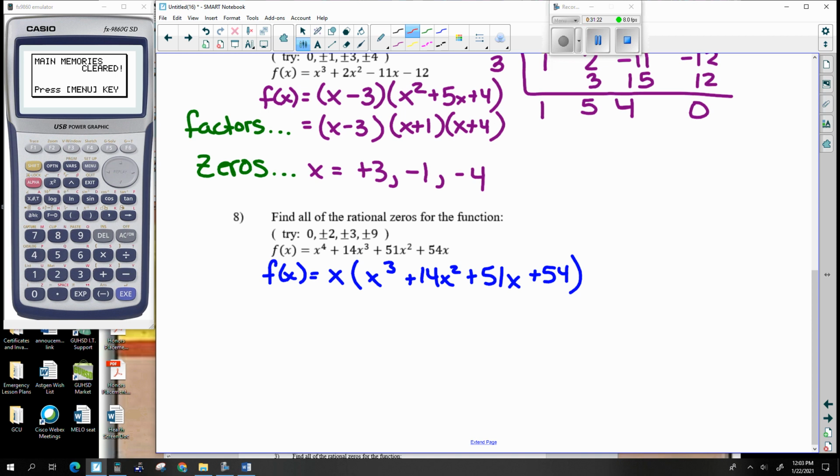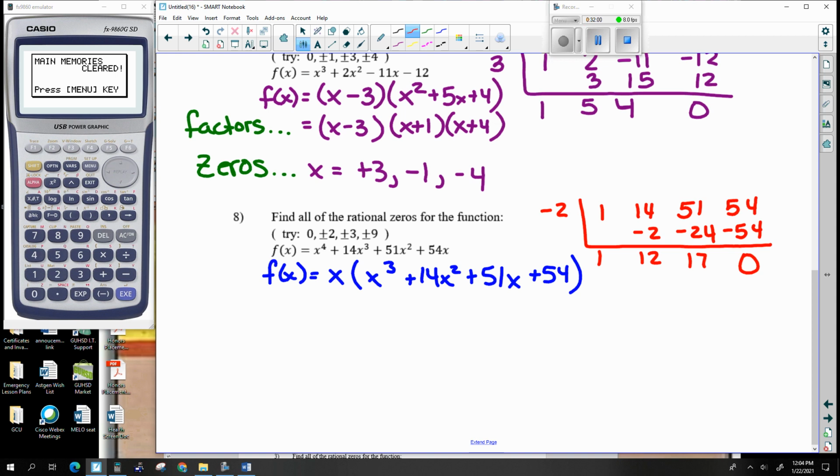So let's guess negative. Let's try just something simple, negative 2. So I have 1, 14, 51, and 54, and I'm going to try negative 2. Oh, positive 17, I'm sorry, positive 17. And that's negative, wow, negative 54, all right.